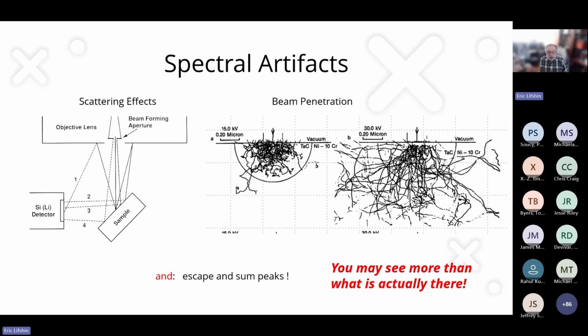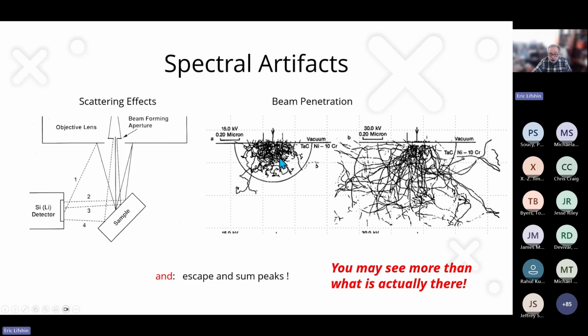I'll mention, and again, I'm over a couple of minutes, and I'm almost done: spectral artifacts. When you hit your sample, it's possible, as shown here on the left, that the electrons can scatter all over the place and give you signals like from the pole piece, which is iron, which isn't in your sample. But perhaps the more dangerous thing to worry about is beam penetration.